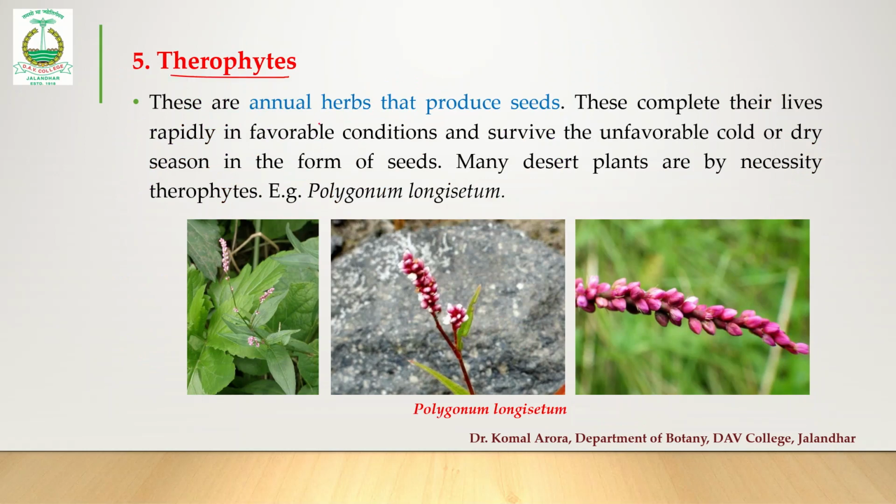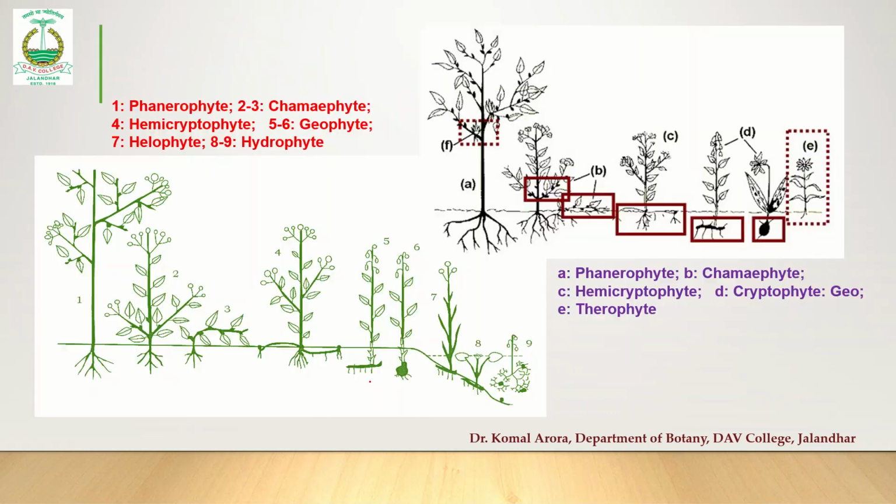Next category is therophytes. Therophytes, these are also herbs and they produce seeds, but they survive for a very short duration. Okay, so they will complete their life cycle once the conditions are favorable, and then they will immediately shed their seeds. The seeds can survive the unfavorable conditions, and again when the favorable conditions return, the seeds will germinate. So basically these are very short-lived plants. They are herbaceous plants. Example is Polygonum. This is Polygonum. So you can see here the plant is going to complete its life cycle within few weeks only, and it will shed seeds. Again when the favorable conditions return, those seeds will germinate. So all such plants are called therophytes.